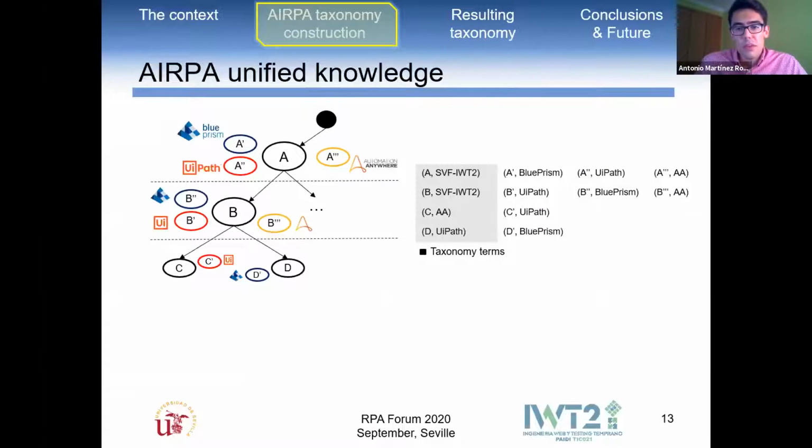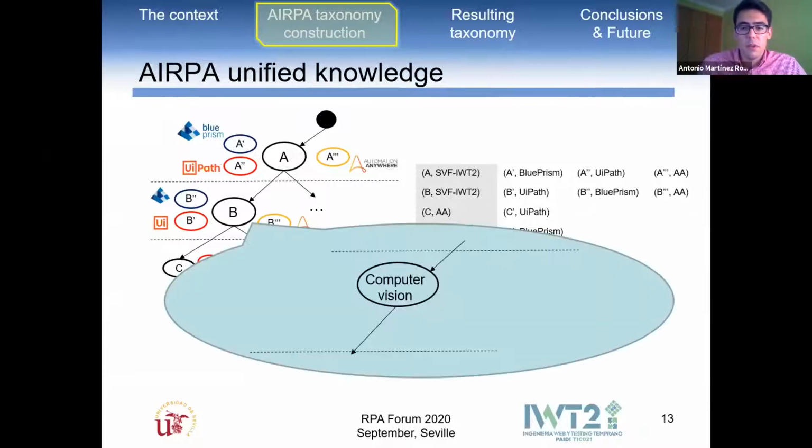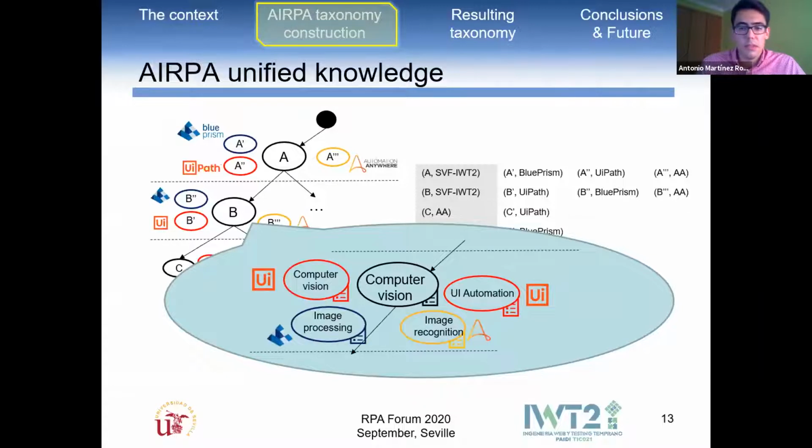We will also call this RPA Unified Knowledge. As you can see here in this tree, each taxonomic category has associated its equivalent category terms and the knowledge source from which these terms come. Here, in this specific example for the computer vision taxonomic category, it is surrounded by each of the category terms from UiPath, Blue Prism, and Automation Anywhere, bearing in mind that there can be several equivalent terms for the same category coming from the same knowledge source, as is the case here with UiPath.